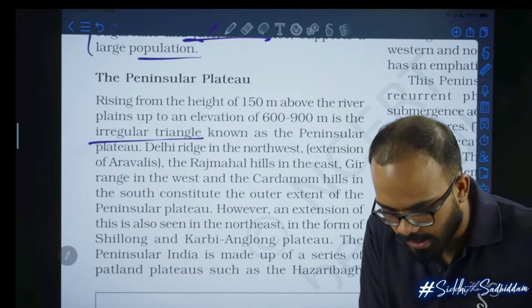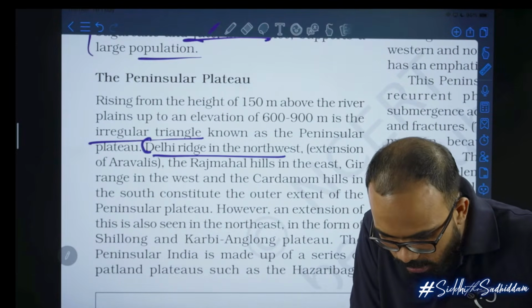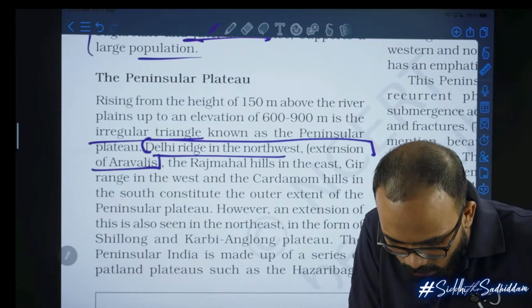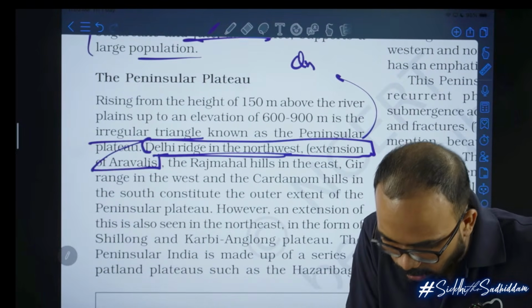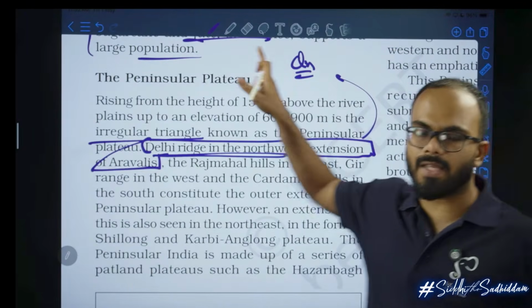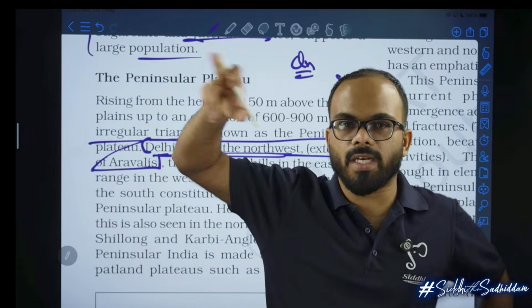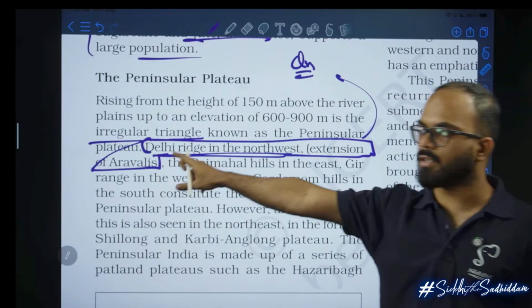Then the Peninsular Plateau. Peninsular Plateau is an irregular triangle. Delhi Ridge in the northwest. This part, Delhi Ridge, is an extension of Aravallis. This can be a question. This line can be a question. Delhi Ridge is an extension of Aravallis, just the way they asked the Shillong Plateau is an extension of Chota Nagpur Plateau. Similarly, Delhi Ridge is an extension of Aravallis.